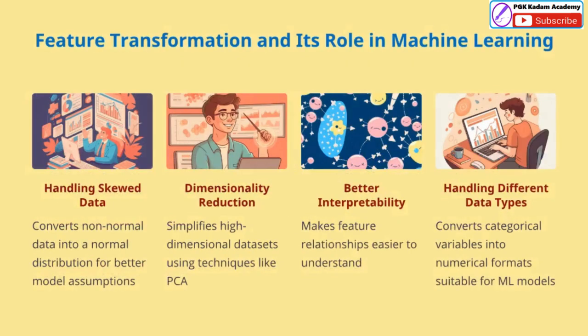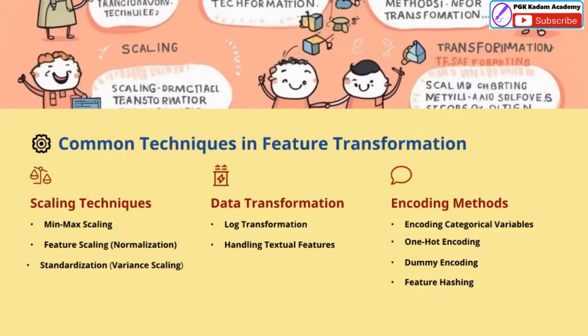Feature transformation is a crucial step in machine learning as it helps address common data challenges. It can convert non-normal data into a normal distribution, which improves the validity of model assumptions. Dimensionality reduction techniques like PCA can simplify high-dimensional datasets, making them easier to work with. Feature transformation can also improve the interpretability of machine learning models by making feature relationships more understandable. Another key benefit is the ability to handle different data types, such as converting categorical variables into numerical formats suitable for ML models. Feature transformation is a critical step in machine learning to prepare data for modeling.